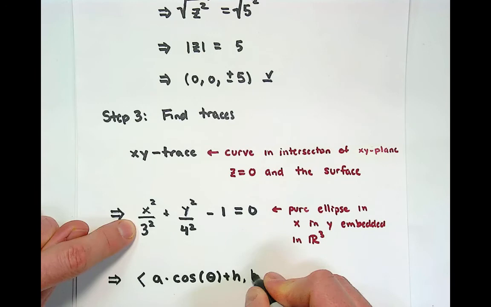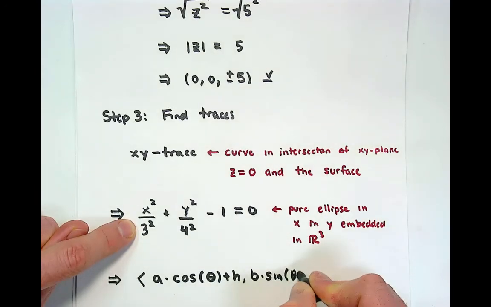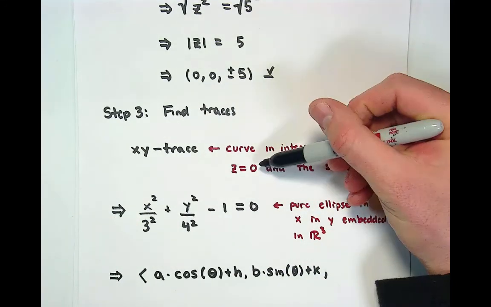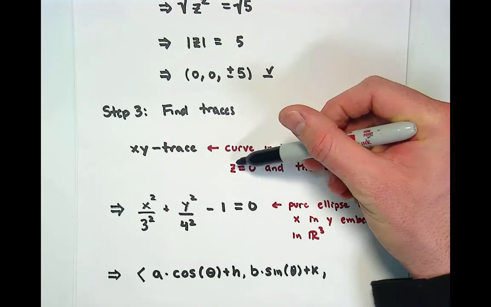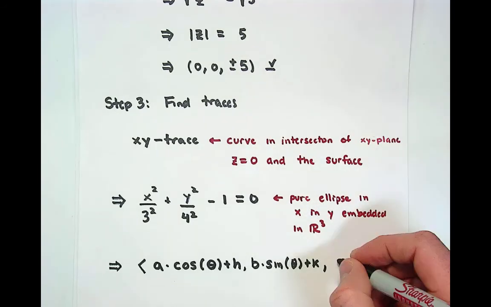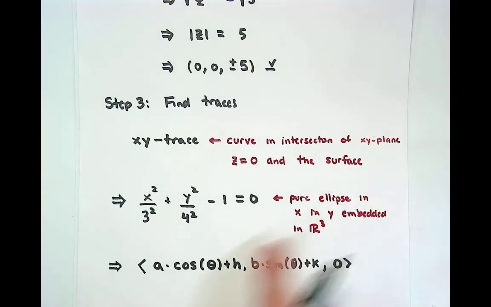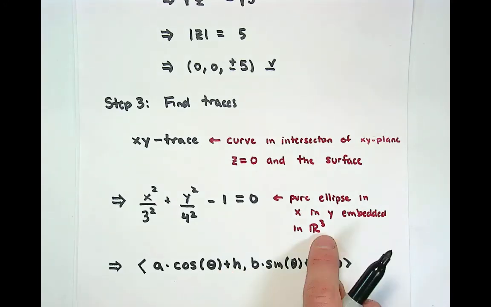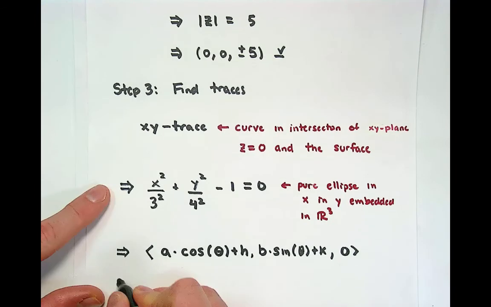We said that the y component would be b times the sine of theta, and we would add k to that. And then the z component, well, in this case, the reason we have a z component is because we've said this has to lie in the plane z equals 0. So this ellipse is an ellipse in x and y, so the vector valued function we can use to describe that should be in x and y, but it has a third component. In other words, it's embedded in R3.